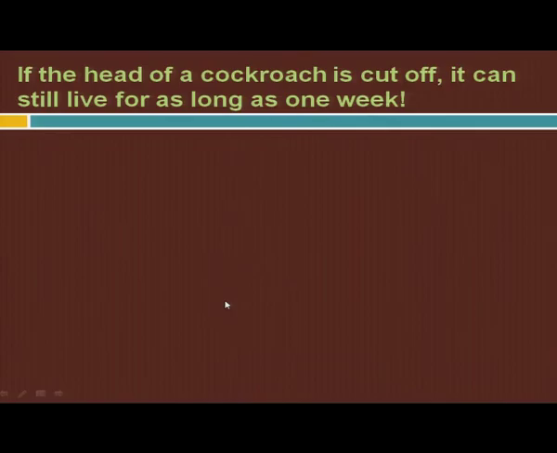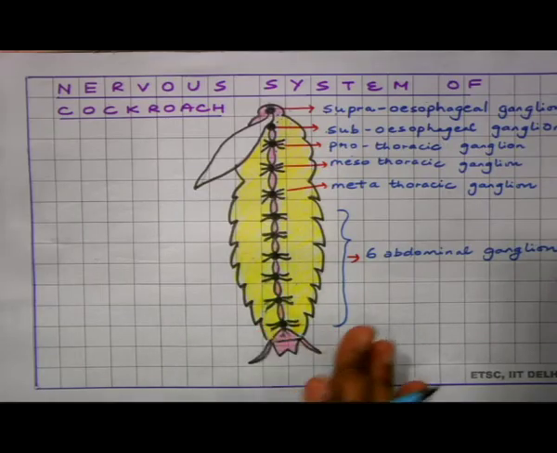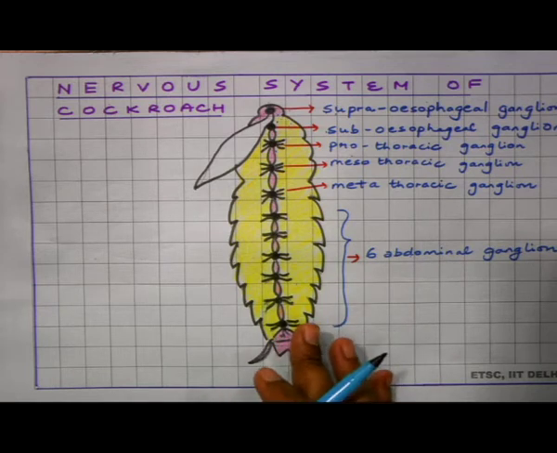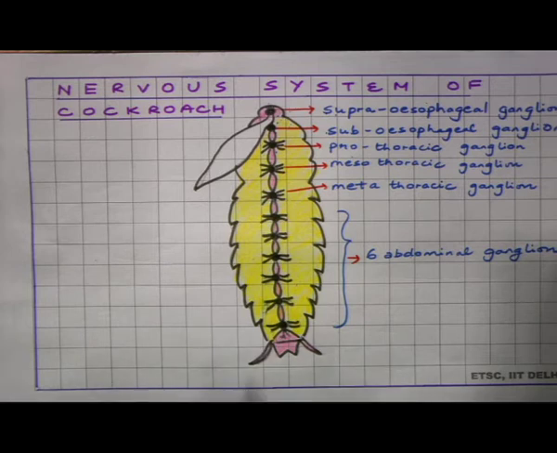Apart from the nervous system of cockroach, we have learned that there are many sensory receptors present in the cockroach. They have a pair of compound eyes, a pair of antennae, maxillary palps, labial palps, which help in sensing the environment, locating the food resources. They are also part of the nervous system of the cockroach.